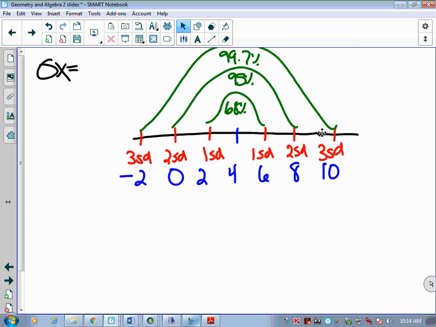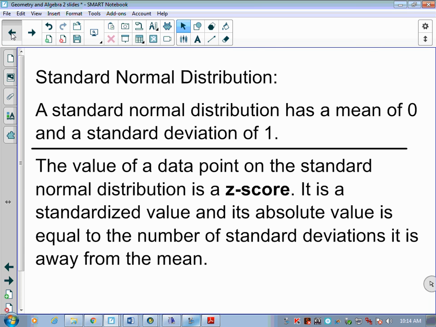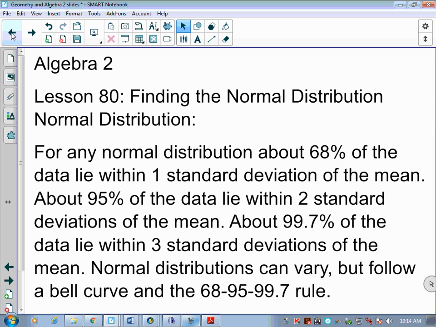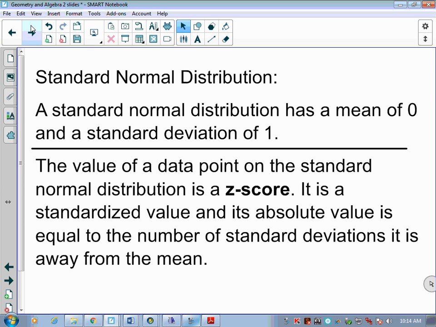Great. Let's take some steps back here. So 68, 95, 99.7. A standard normal distribution has a mean of 0 and a standard deviation of 1. Granted, we used a distribution with a mean of 4 and a standard deviation of 2. But the value of a data point on a standard normal distribution is called a z-score. It's a standardized value, and its absolute value is equal to the number of standard deviations it is away from the mean. So we can find out how many standard deviations away.